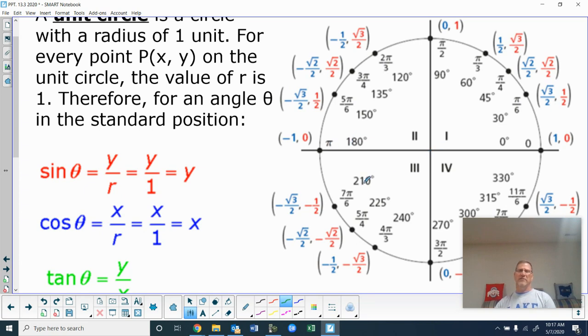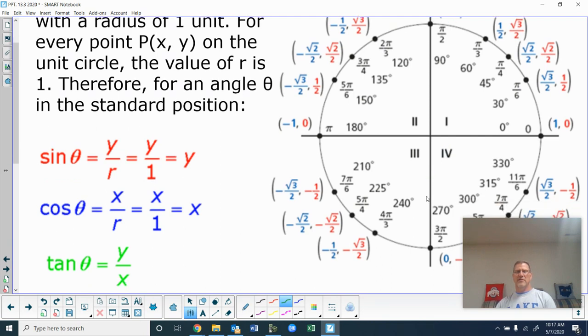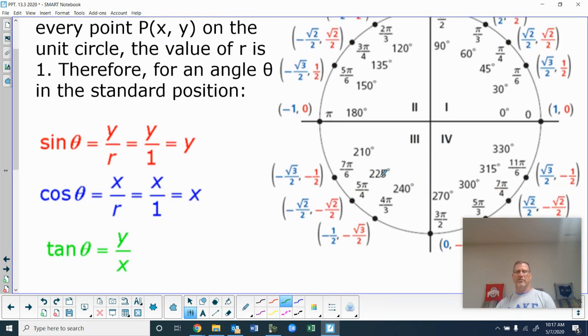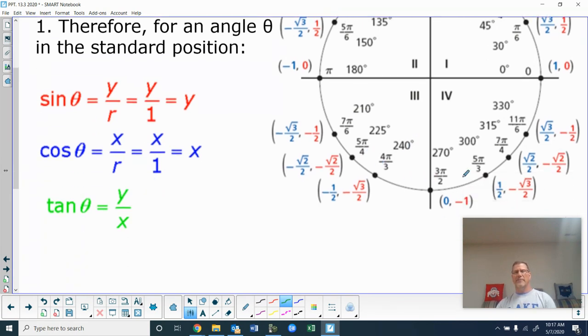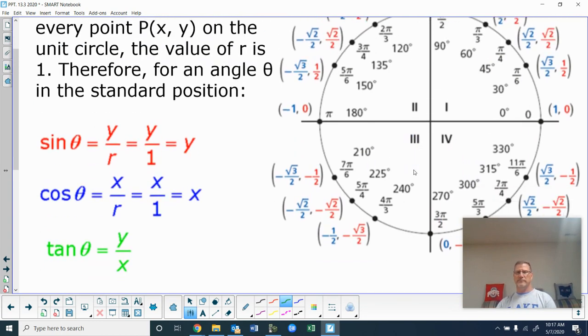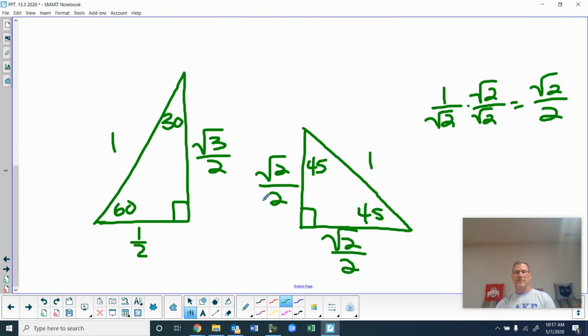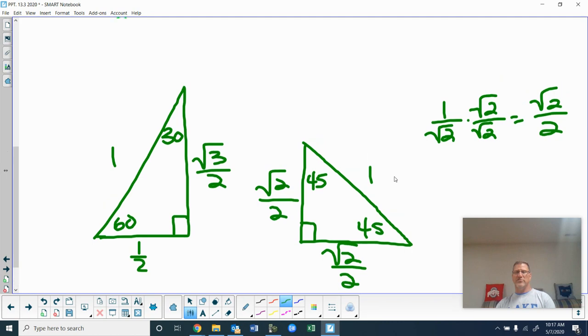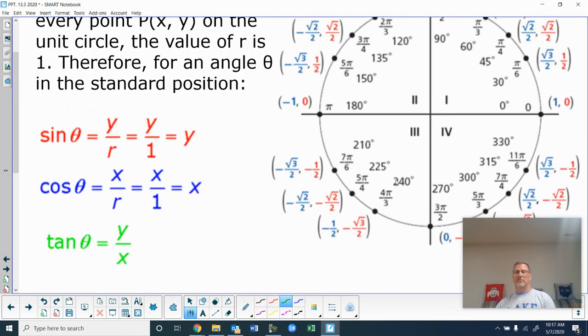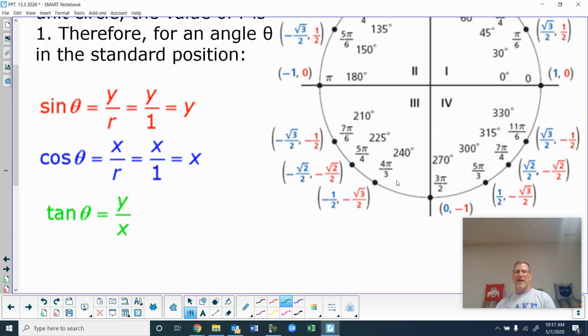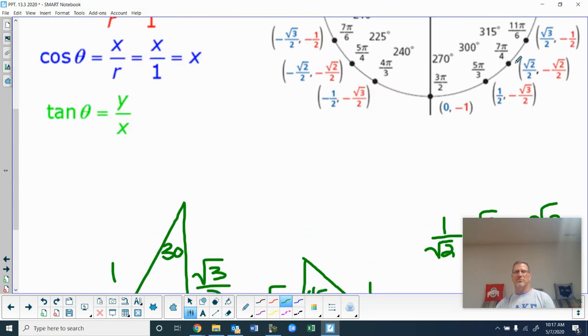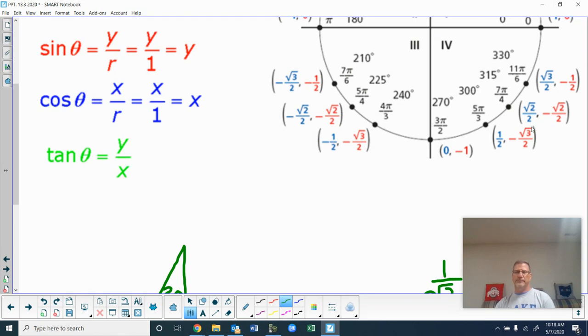And then 210, 7 pi over 6 radians, 225 degrees, 5 pi over 4 radians, 240 degrees, 4 pi over 3, 3 pi over 2, and so on. Now, I don't make you memorize this. I make you memorize these. Remember, you're supposed to know those two special triangles. Okay, but when you get to pre-calc next year, they're going to want you to memorize that. Okay, you'll have some quizzes on this. All right, but again, if you know these two things, you don't have to have that memorized. You can figure out every one of those numbers.